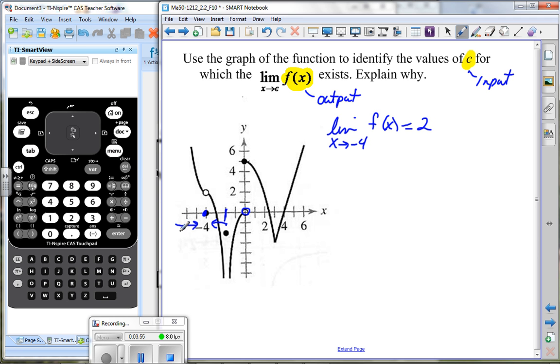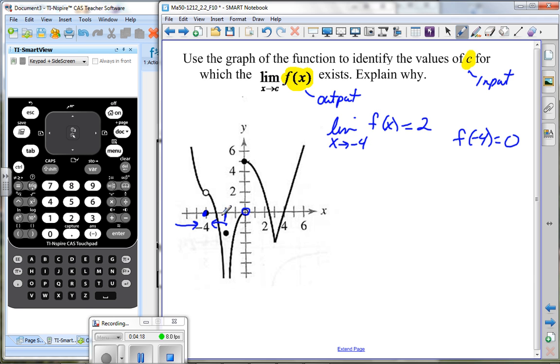Now here's something that's kind of previewing that section on continuity. What is f of -4? It's 0. Not the same thing, is it? Hang on to that thought for section 2.5, okay? We're not going to talk about it here today, but hang on to it. Okay, so the limit does exist at -4.